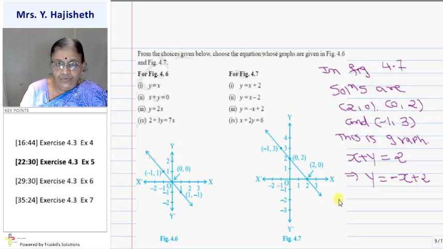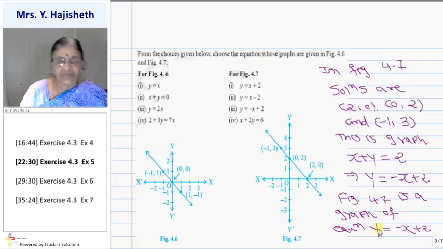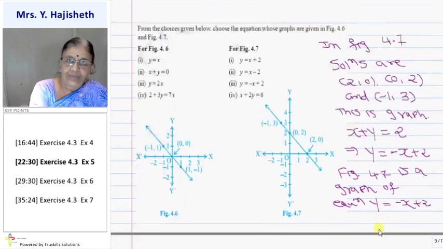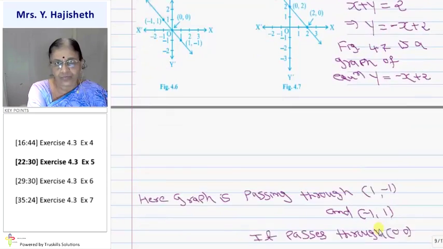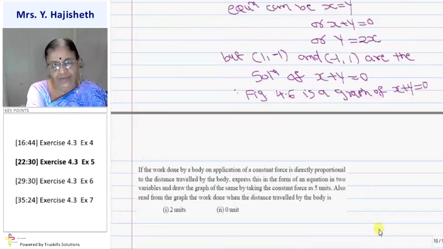So figure 4.7 is a graph of the equation y is minus x plus 2. Clear? This way you have to check. Do you understand how to find out the equation from the graph? Okay.